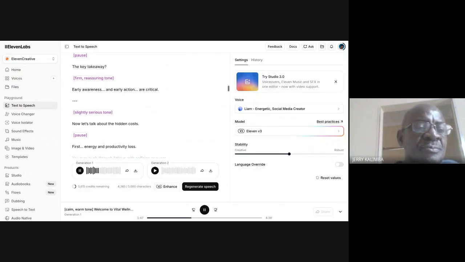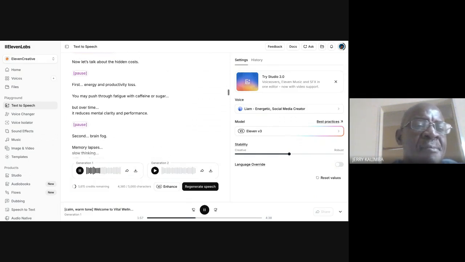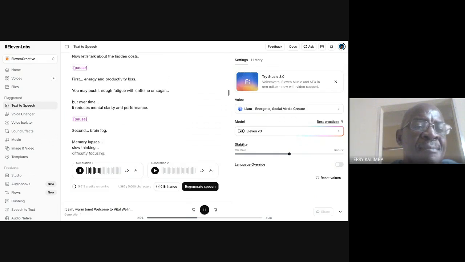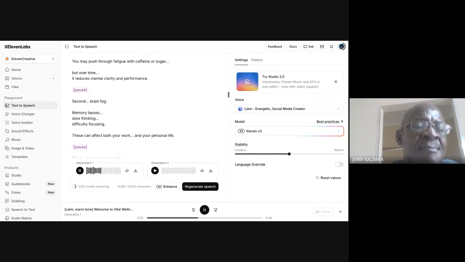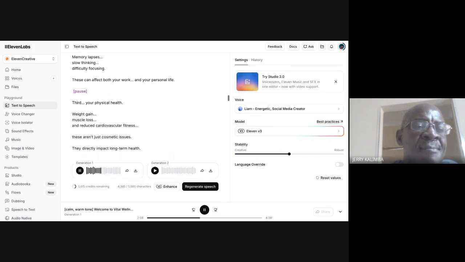Now let's talk about the hidden costs. First, energy and productivity loss. You may push through fatigue with caffeine or sugar, but over time, it reduces mental clarity and performance. Second, brain fog. Memory lapses, slow thinking, difficulty focusing. These can affect both your work and your personal life.